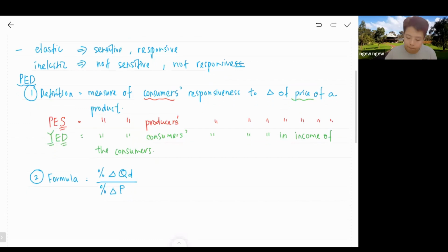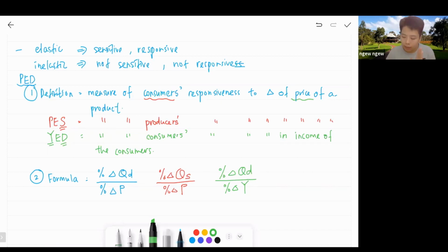So likewise, guys, if you are trying to refer to other elasticity concepts, what you do is just make some minor changes, okay? So red color refers to PES, so now it is percentage change in quantity supplied over percentage change in price, okay? Whereby the green color refers to YED, so this time it is still the consumer, so the top part will be percentage change in QD over the bottom part, percentage change in income. So therefore, it is basically standardized. It's just that you are changing the variable. That's how it works. So let's say this is QD, and then this is QS, and then this is income. All right. So that's the formula.